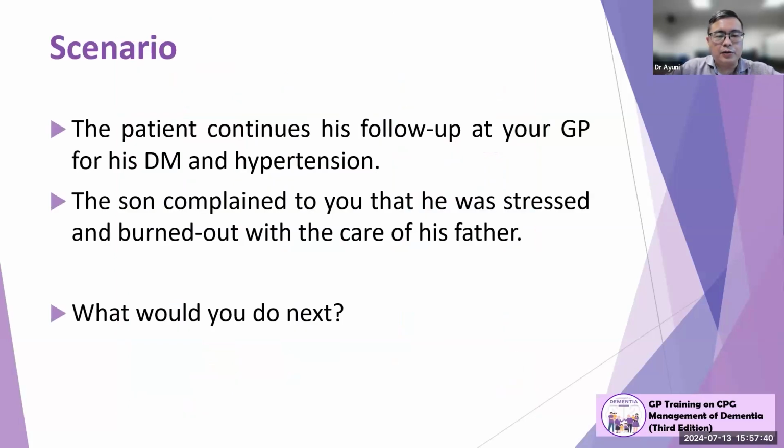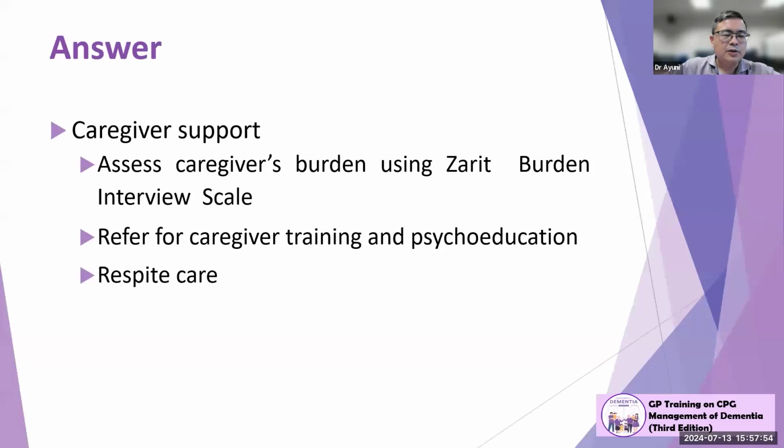And the patient continues with his follow-up at the GP for his diabetes and hypertension. And the son complained to you that he was stressed and burned out with the care of his father. What will you do next? So again, like I said earlier, you are not only seeing the patient with dementia, you also need to see the caregivers, assess them, and support them as well.